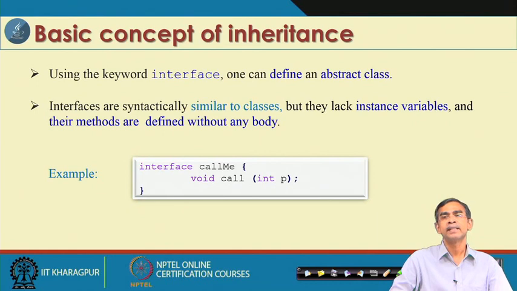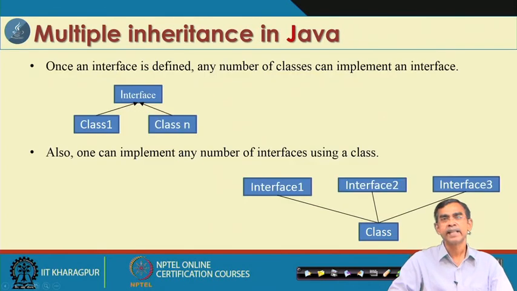So, this means that this is an abstract method, and as I told you, by default this method is public and abstract. We do not have to specify any keywords explicitly. Even if I do not do it, the compiler will understand that this call method is public and abstract, which means any class can implement this interface. So, this is the syntax for declaring an interface.